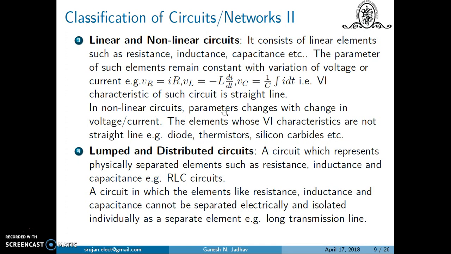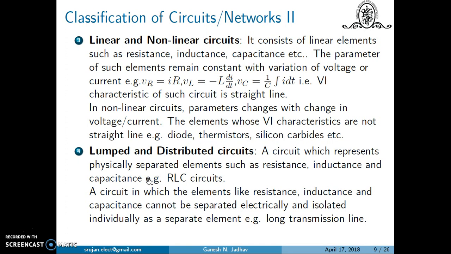In nonlinear circuits, the parameters change with the voltage and current, which happens in the case of a diode, thermistor, silicon carbide, or SCR, triac, that is, power electronic devices. In all these cases, the V-I characteristic is non-linear.